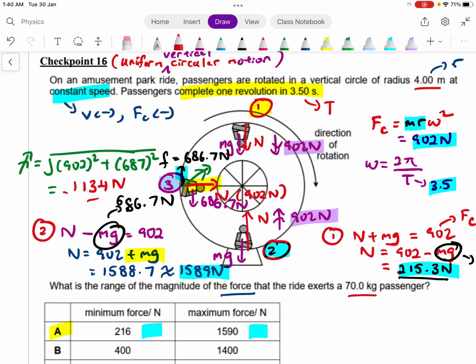1134 Newton. So you can see that point number 3 is not the maximum, because the maximum is about 1589, and it's also not the minimum, which is about 216 Newton. So it's somewhere in the middle. Okay, so that is how we look at these 3 points.